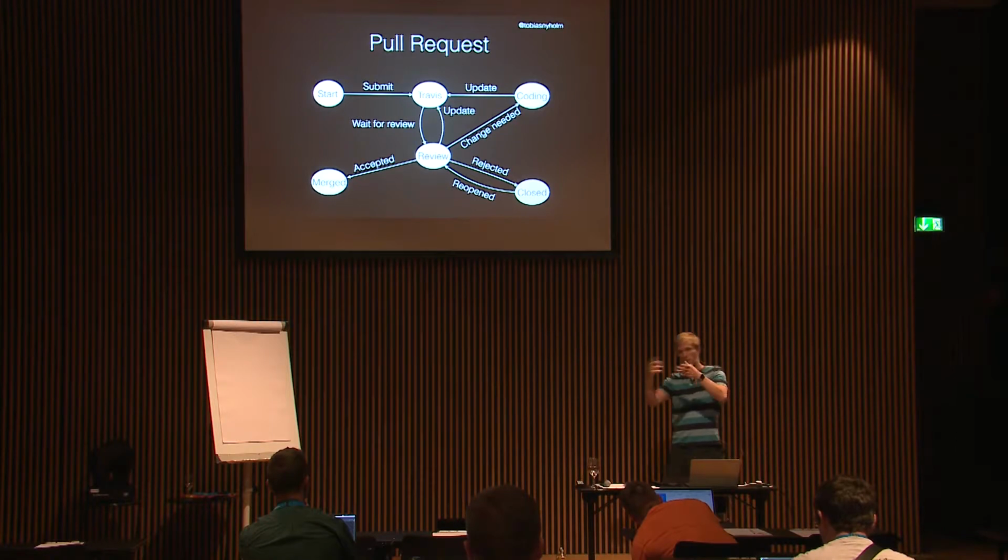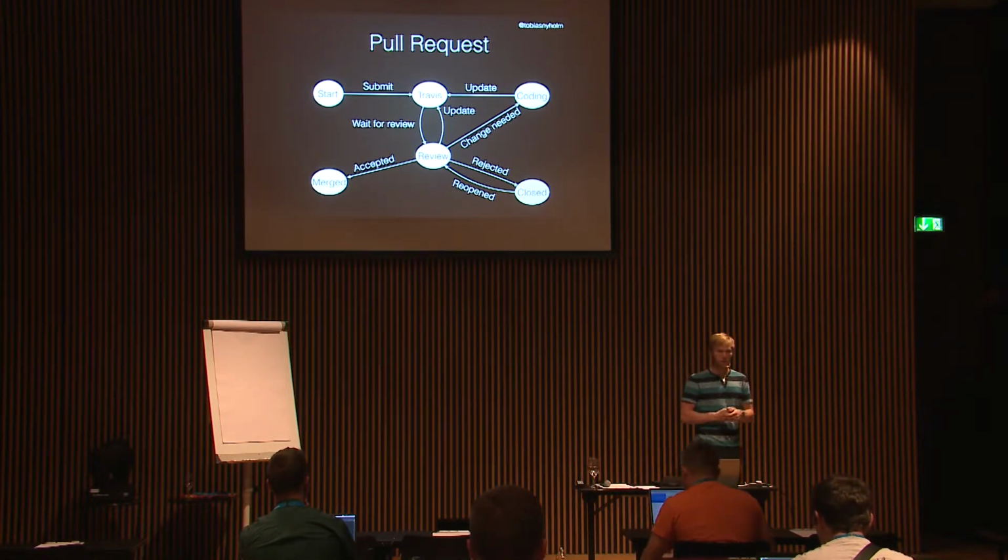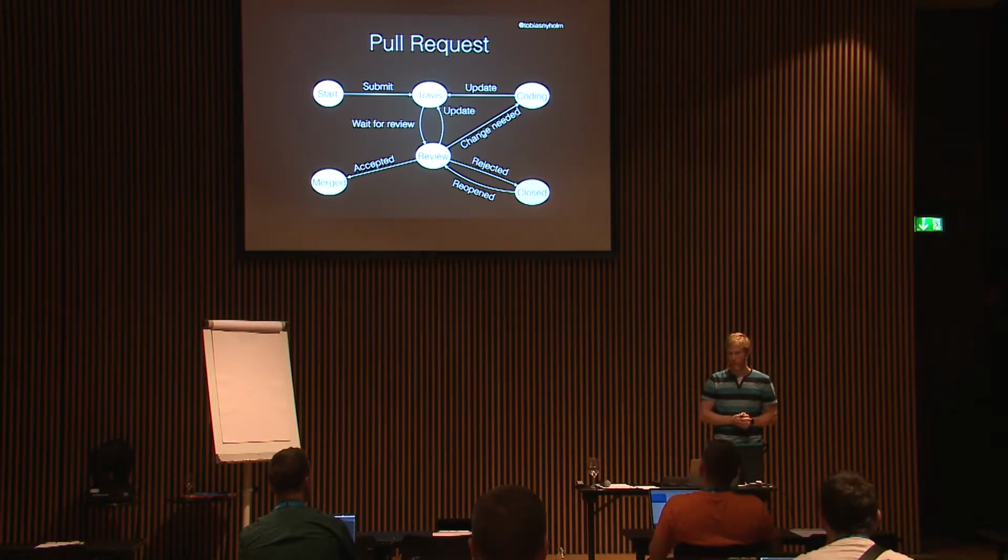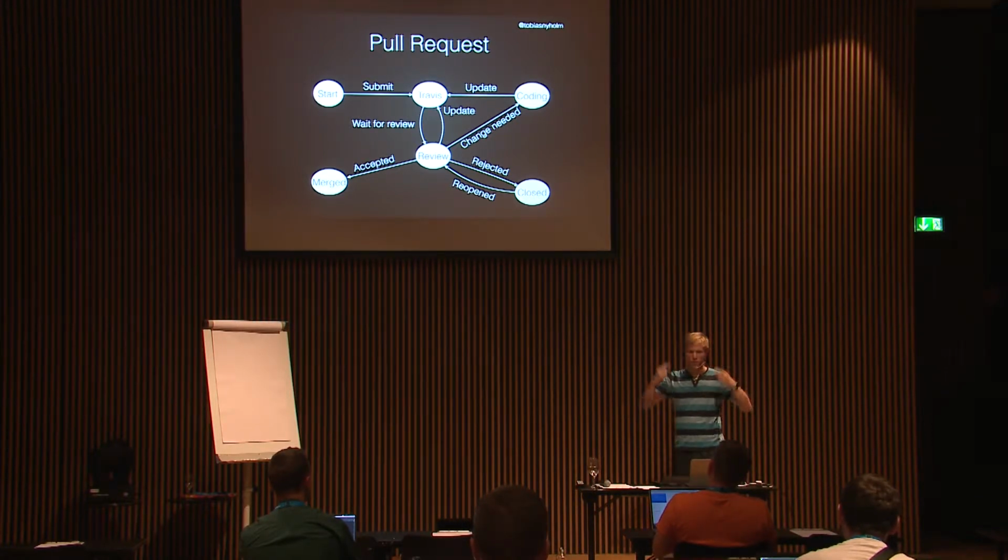You change the code, submit an update, run Travis again, and then it can either be merged or it can be closed. If it's been closed, it could be reopened again. So this is the way you can think of a pull request.